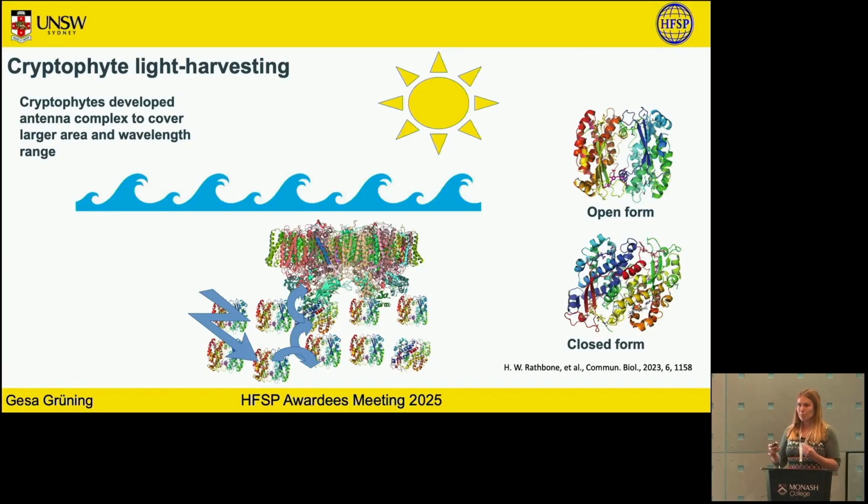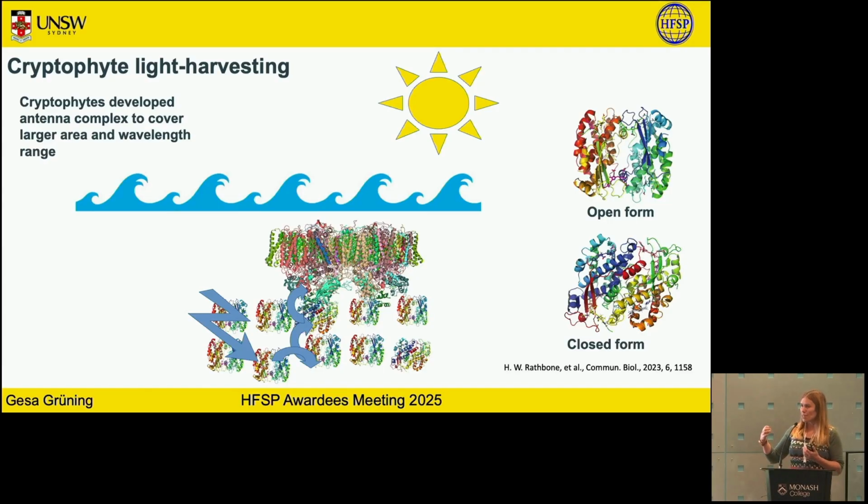To solve this problem, we can look at which forms of these antenna proteins are used, because the energy gets transferred in the chromophores in them, and in these closed forms, the chromophores are close enough, so quantum physics can be used as a transfer process, but in the open form, there's this wide gap, so classical physics has to be used.